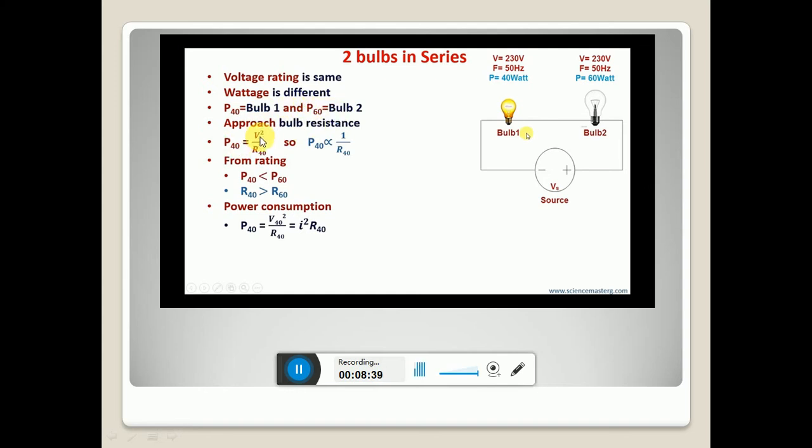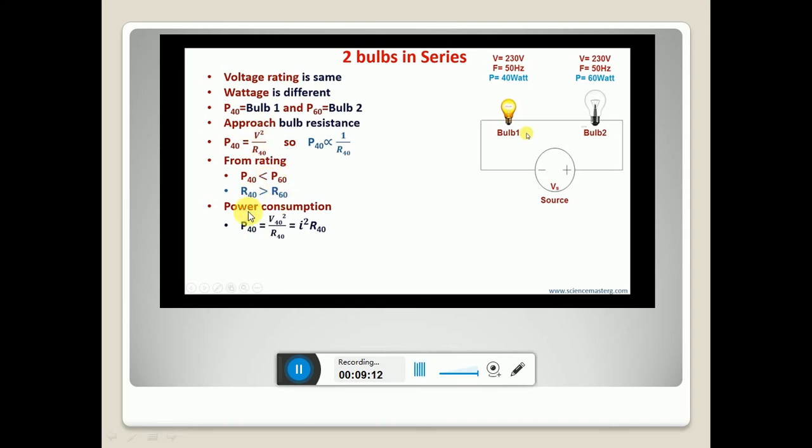So power is equal to V square by R. Here both are working with the same potential, so I have to use this relation P is equal to V square by R. So power consumed by this 40 watt bulb is inversely proportional to its resistance. Similarly, power consumed by the 60 watt bulb is inversely proportional to R60. The power of the 40 watt bulb is less than the 60 watt bulb, but the resistance of the 40 watt bulb is more when compared with the resistance of the 60 watt bulb, from this equation.